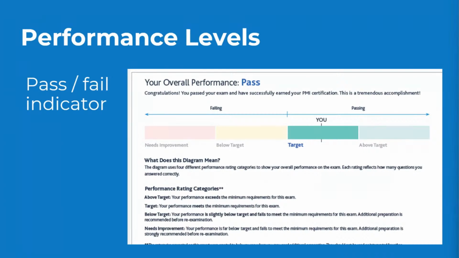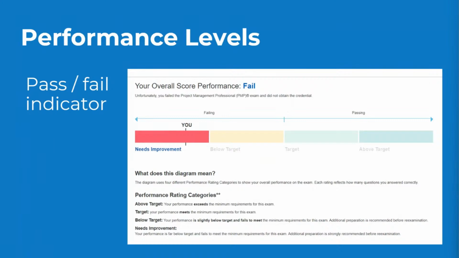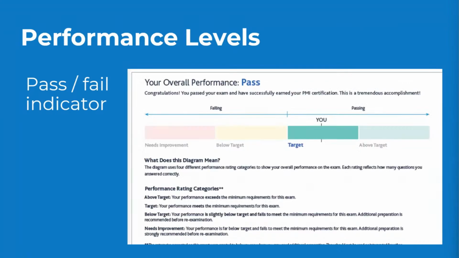This here is again from one of my students who provided this to me. This is how they had passed. You can see the area there, target, is highlighted. And let's go back to this one here. You can see this says needs improvement underneath the red area, and here underneath the green area it says target.